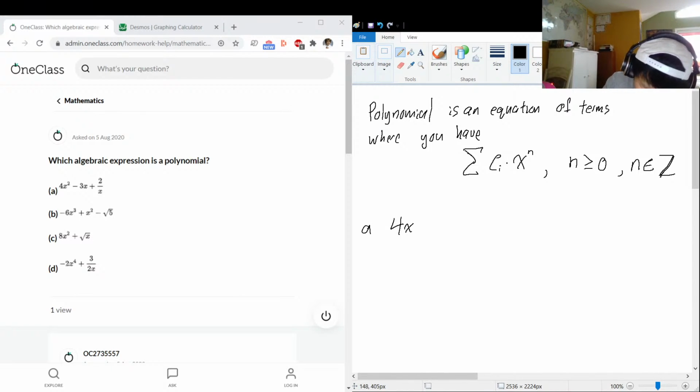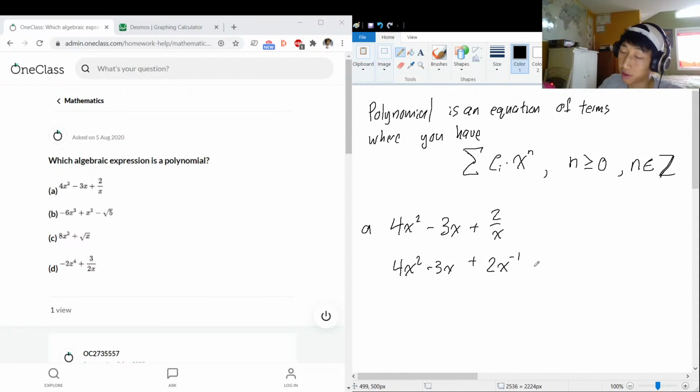So the first one, A, is 4x squared, looks good so far, minus 3x, that's x to the power of 1, plus 2 divided by x. Now 2 divided by x is equal to 2 times x to the power of negative 1. Those two are equal. Because we have a negative 1 here, and the rule for polynomials is that you strictly have powers that are positive and non-fractional, you know that this has to be disqualified. So A, no. It is not A.